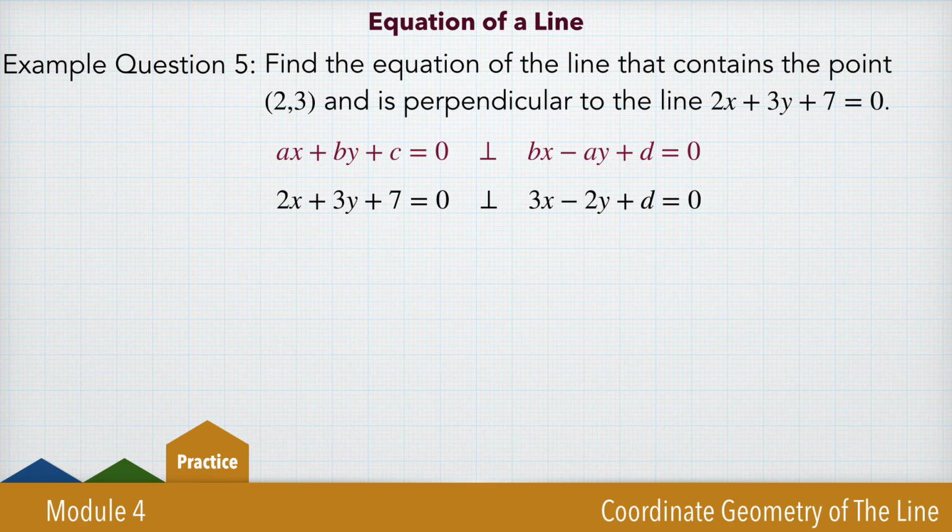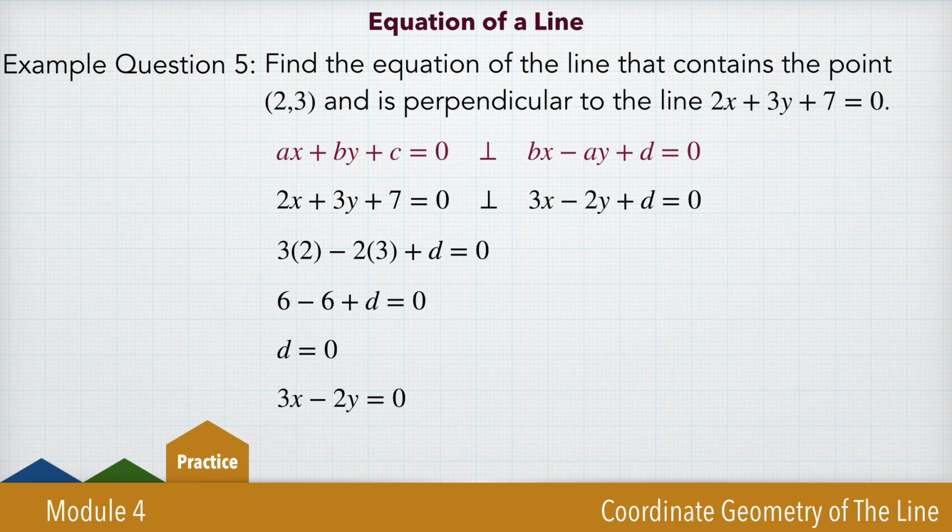We are told that the point 2, 3 lies on the required line, so we can substitute the point directly into the equation. Simplifying allows us to find the value of the constant term d. In this case, our d value is 0. Our required equation is therefore 3x minus 2y equals 0. From this equation, as it does not have a constant term, we know it contains the origin 0, 0.